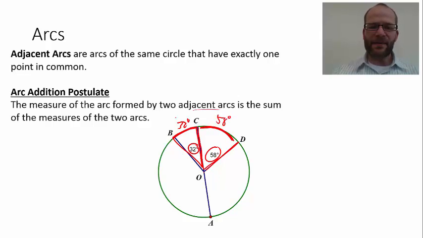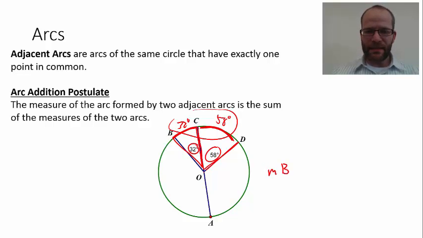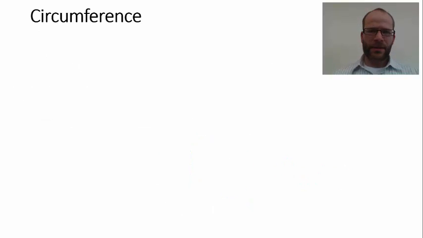And we can add those 2 together. So the measure of arc BD, and by the way, we always put a little arc over the top of the BD so we know we're talking about an arc. The measure of arc BD is equal to 32 plus 58, and therefore it's equal to 90 degrees.